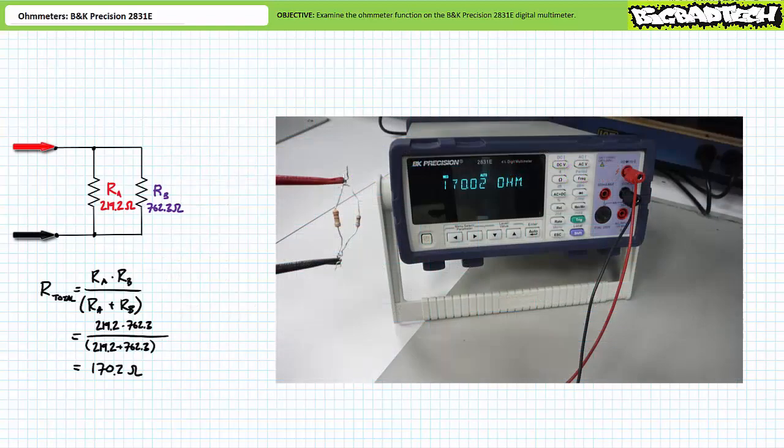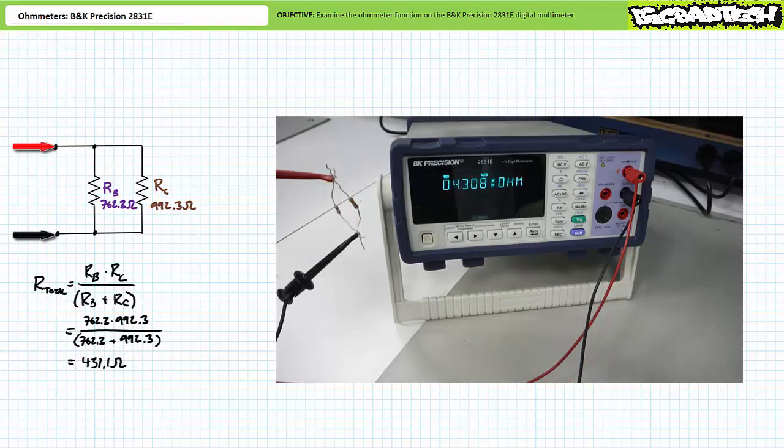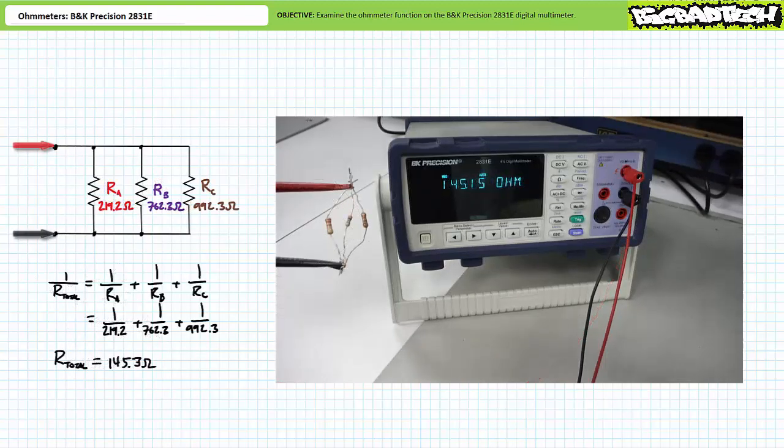When placed between the probes of the ohmmeter, the parallel combination of resistors A and B appears to present a total resistance close to our theoretical calculations. Similarly, the parallel combination of resistor B and resistor C appears to present a total resistance close to our theoretical calculations. Finally, the parallel combination of resistors A, B, and C appears to present a total resistance close to our theoretical calculations.